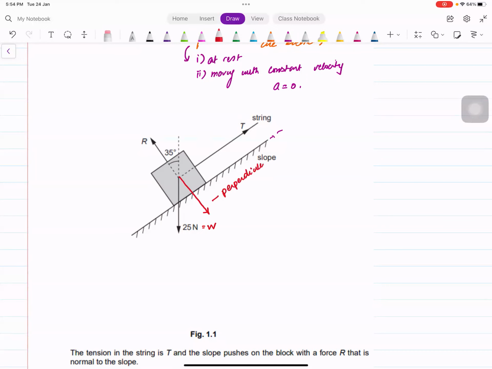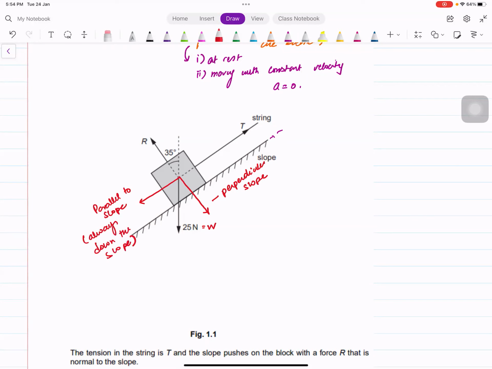That's always the case. And the other component of the weight is going to be parallel to the slope. And the interesting thing about this is it's always down the slope. So wherever down is, and always like this.